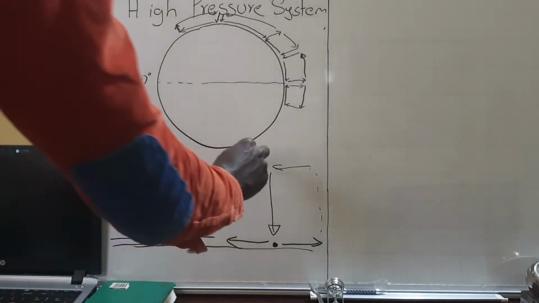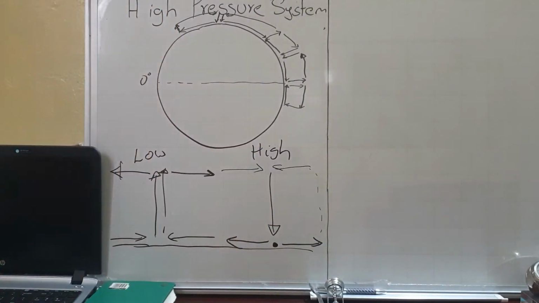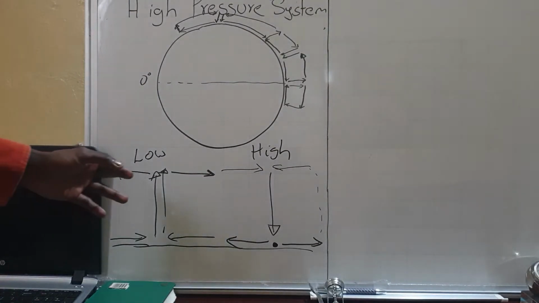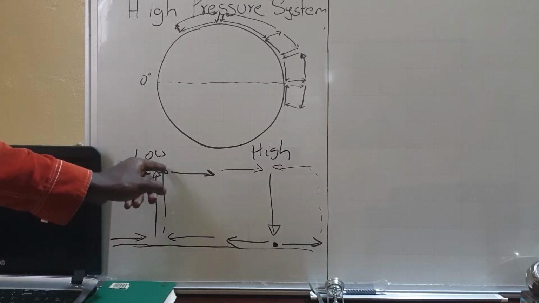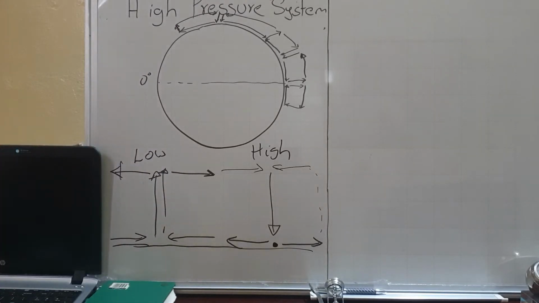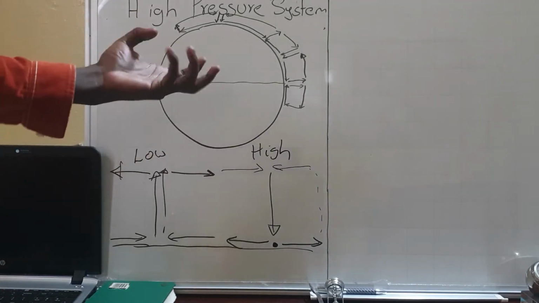So I want you to look at the two there. This is high, this is low, and you ask yourself, why is it that here air is leaving and there air is coming in? So why should we have a net loss? Because there has to be something that has been lost. So either something has been added or something has been taken away.